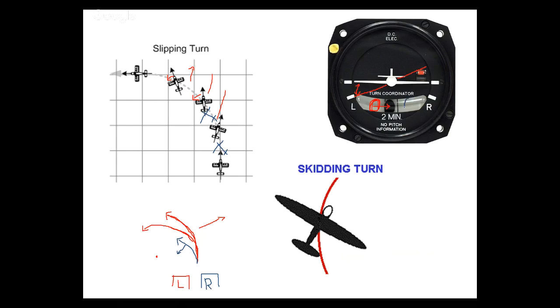If the turn coordinator, if the ball's over here, you want to step on the right rudder to get it to come back. And if it's over here, you want to step on the left rudder to get it to come back.